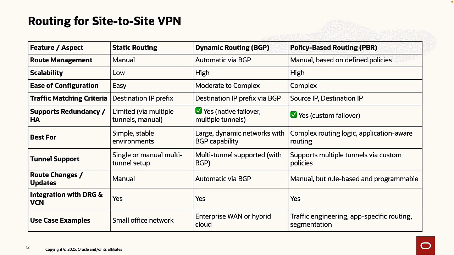Some use case examples: for static routing, if you have a small office network or a startup, you can go with static routing. If you have an enterprise WAN or hybrid cloud, you can go with BGP. And if you'd like app-specific routing, traffic segmentation, or traffic engineering, then you can go with policy-based routing.